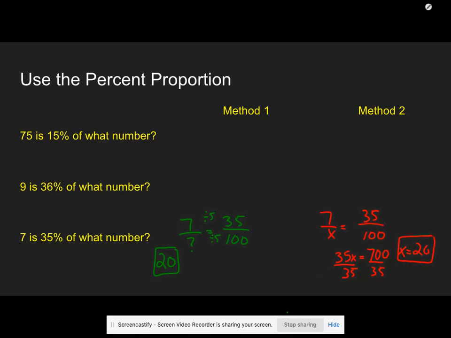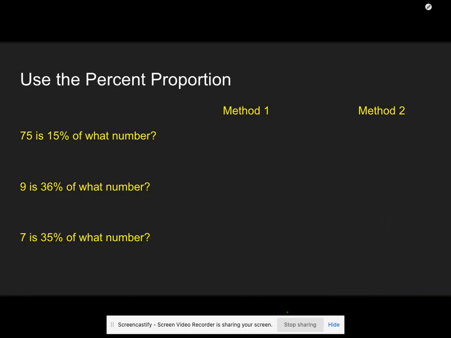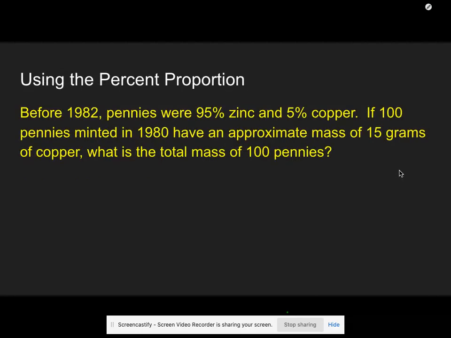And so that's all there is to it, is making sure you set it up in the right way and then just solving, either by figuring out if you can reduce it or multiply it to make an equivalent fraction, or if you can set it up as an equation, and then for your cross multiply and divide.